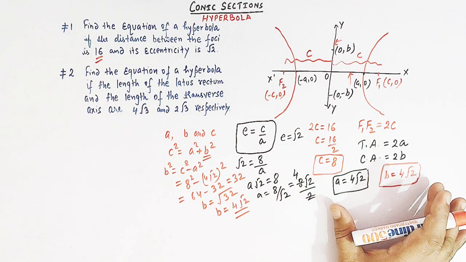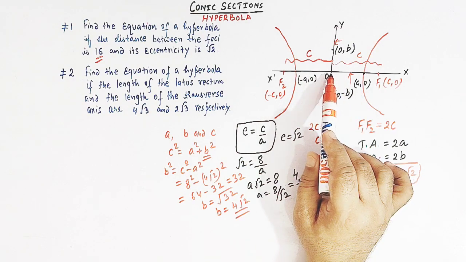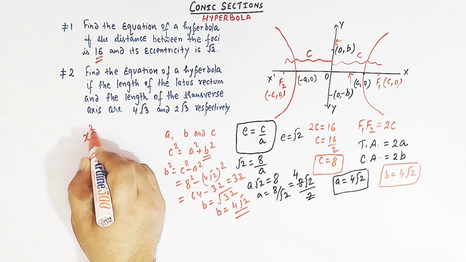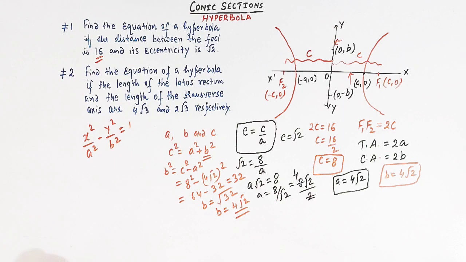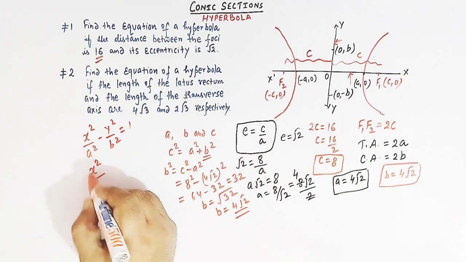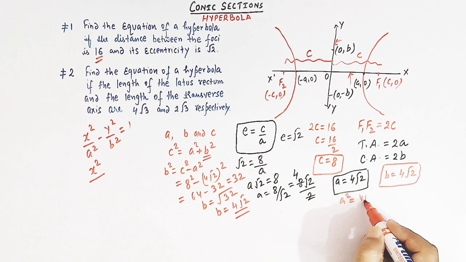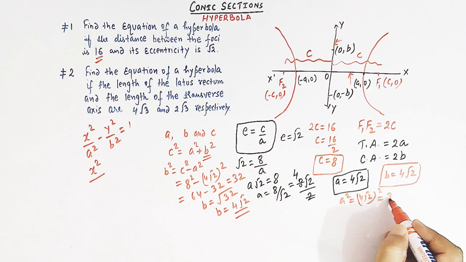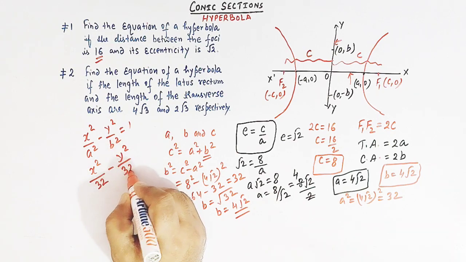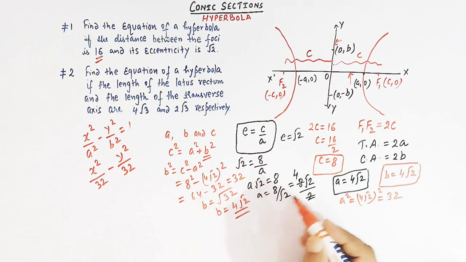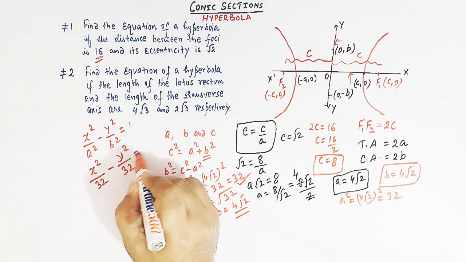And now we know that the standard equation of a hyperbola whose center is the origin is given by x square over a square minus y square over b square is equal to 1. So we have x square over a square. So a is 4 root 2. So a square is 4 root 2 square, that is equal to 32. So here we have 32. Then we have y square over 32 because b square is also equal to 32, right? And this is equal to 1.